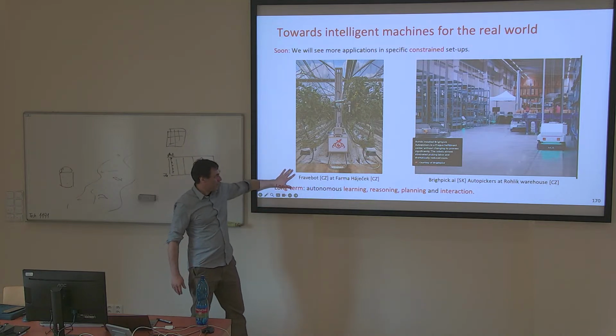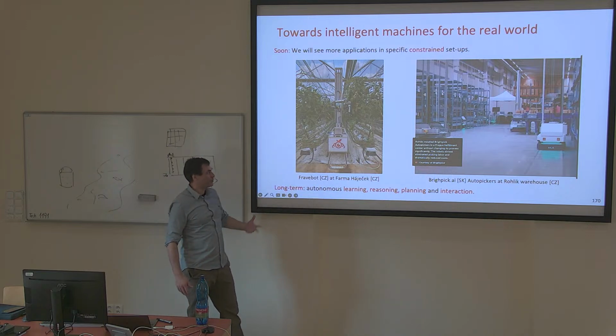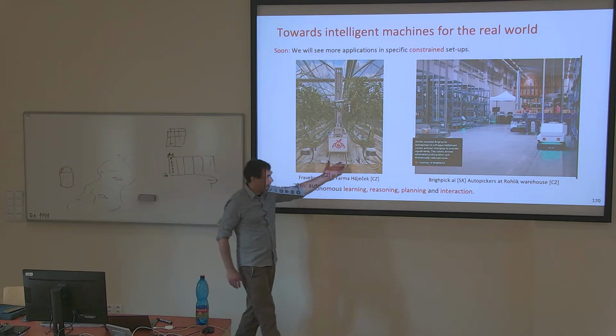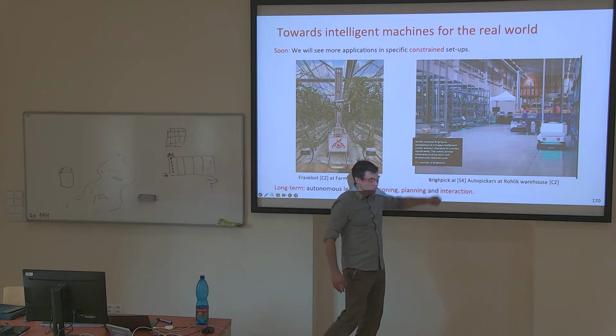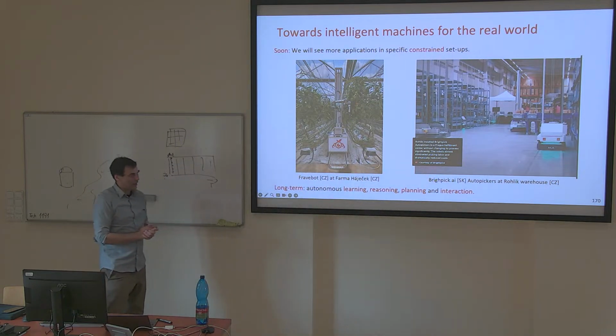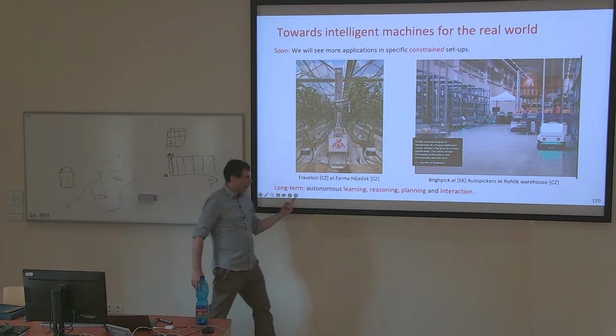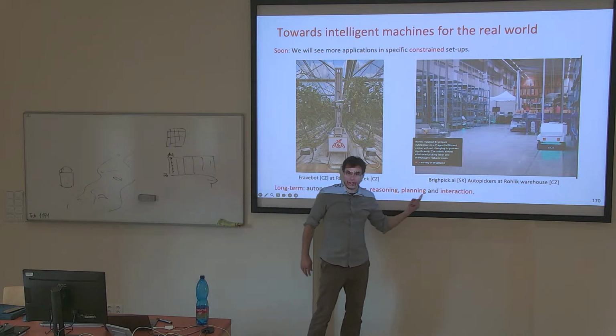This is a farming robot. I think it's a Czech one. We have got robots for specific closed task environments, or in farming, or this is in Rohlík. They have some robots in the logistics. We'll have some successful application and work in the meantime on having long-term autonomous learning, reasoning, planning, interaction.